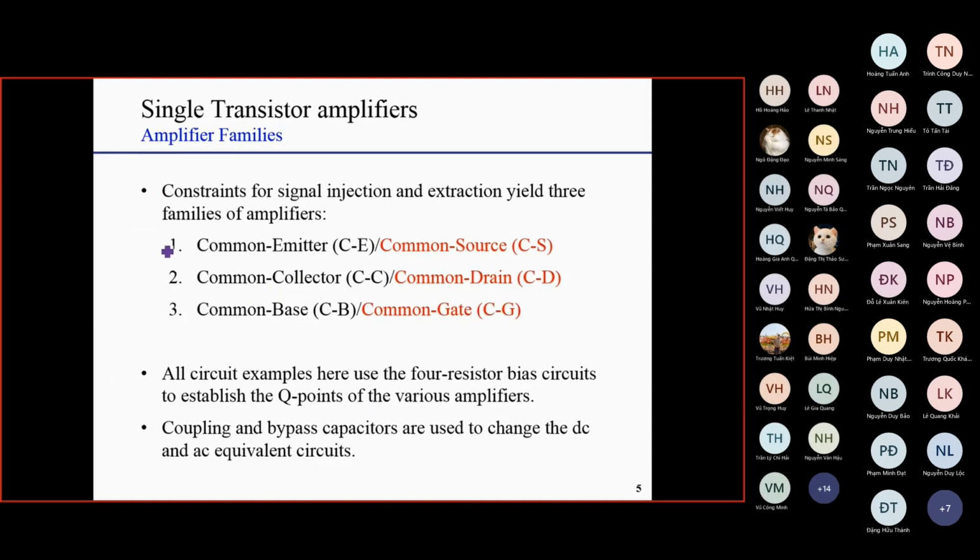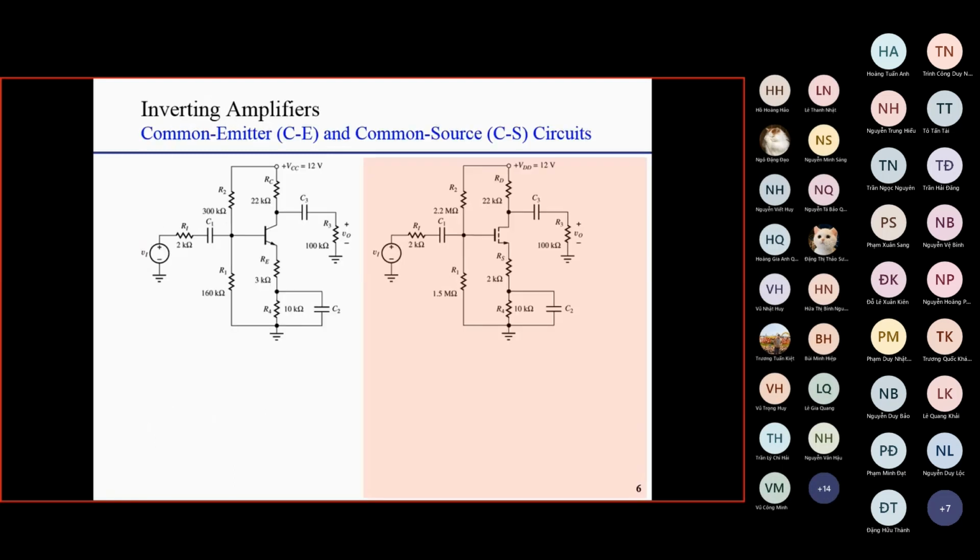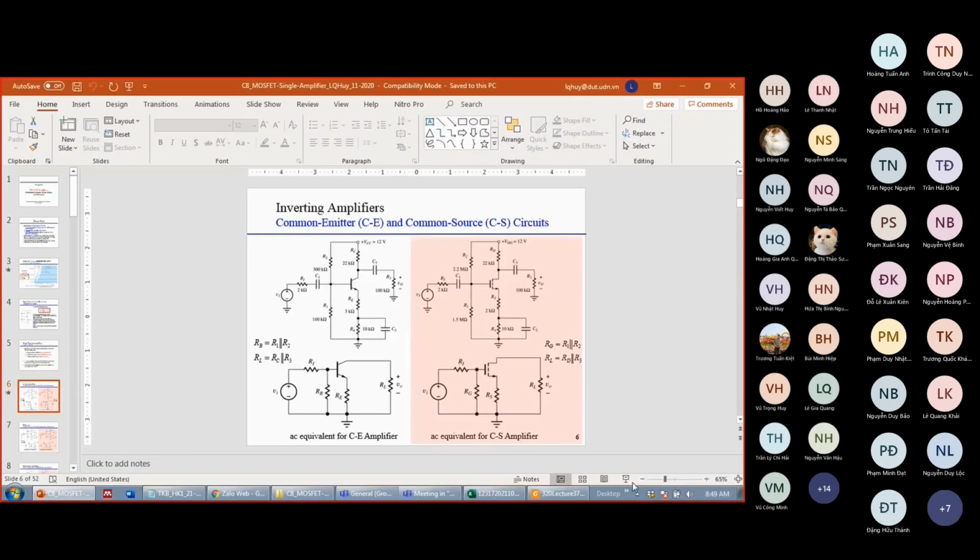So we have three configurations that we have just talked about: the common source, common drain, and common gate. We will now consider the very first configuration, the common source.